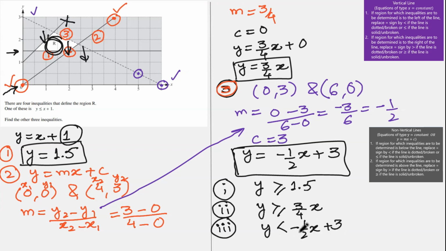This is your inequality. So this is the way you're going to solve the questions in which your region is bounded by some lines, and you need to find the inequalities to define your region.